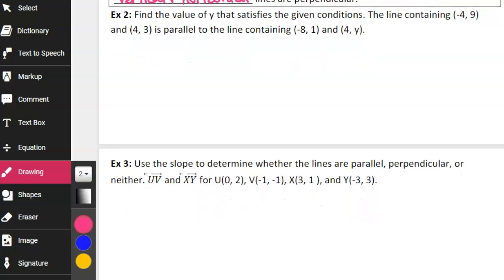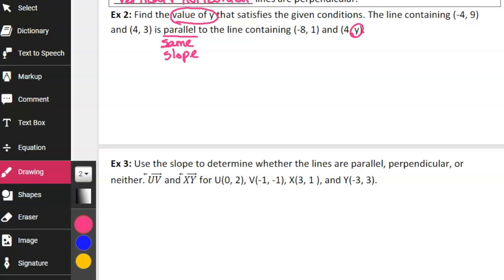So let's move on to example 2. It says find the value of y, that's what I'm finding, the value of y that satisfies the given conditions. The line containing (-4, 9) and (4, 3) is parallel. What does parallel mean in terms of algebra and equations? It means it has the same slope as the line containing (-8, 1) and (4, y). Oh, this is the y that we don't know. That's what we're finding. So I need to find the value of y that satisfies these conditions.